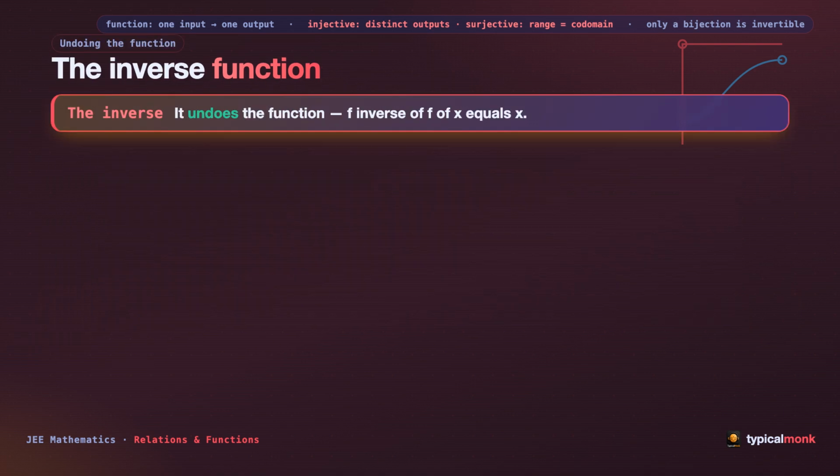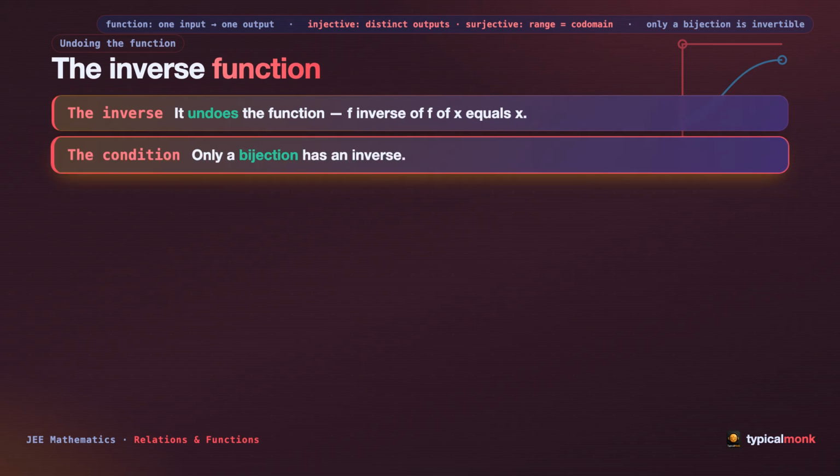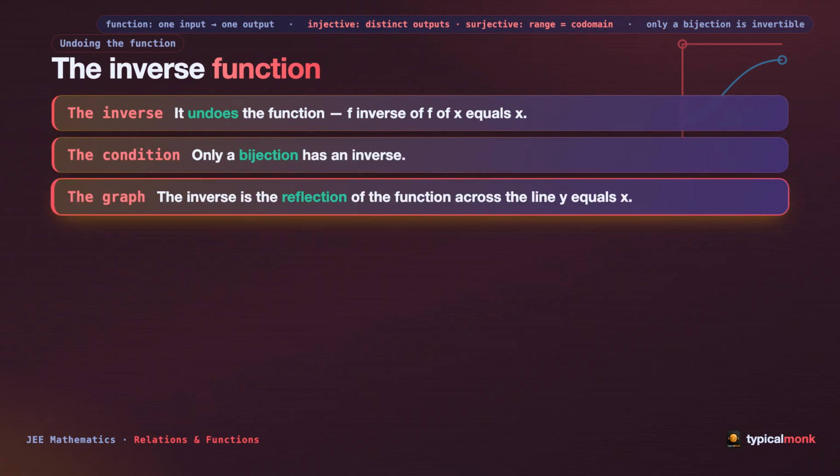Now, the inverse. Undoing the function. The inverse. It undoes the function. f inverse of f of x equals x. The condition. Only a bijection has an inverse. The graph. The inverse is the reflection of the function across the line y equals x.